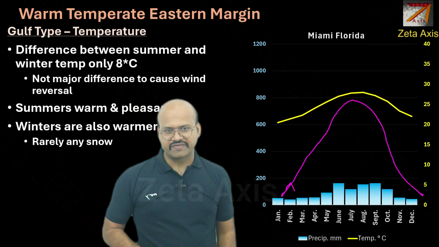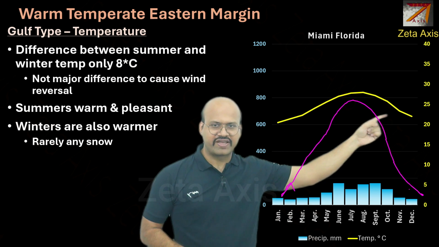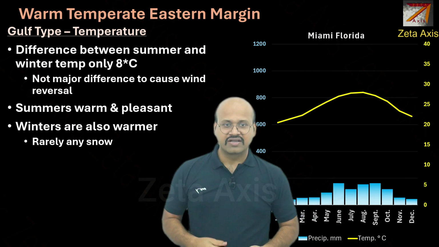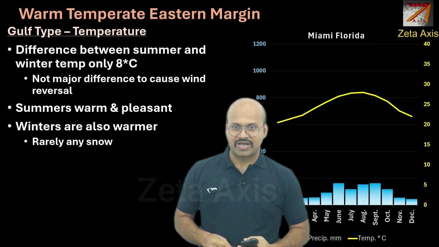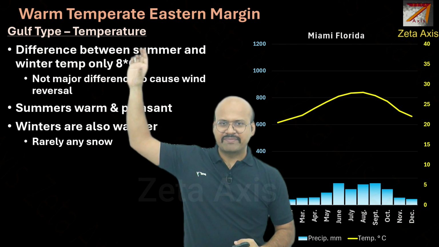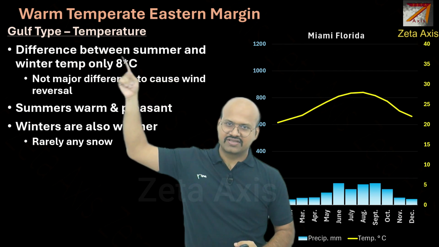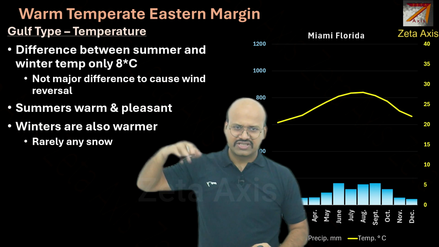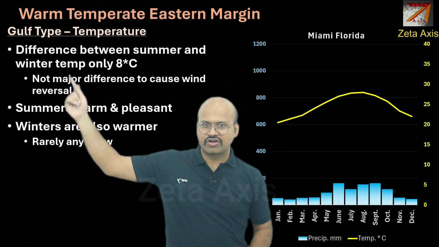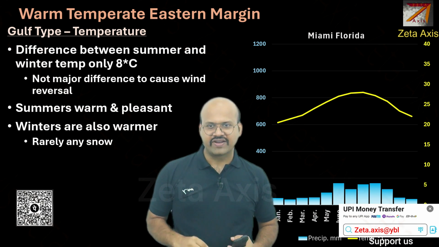There was a very big difference in the minimum and maximum, but here we can see that the difference is not very large. So the annual range of temperature is lesser in the Gulf type of climate compared to the China type of climate. Not a major difference to cause wind reversal because the temperature difference is not that high. Remember, there it was 25 degrees Celsius. Here it is only 8 degrees Celsius. So this change in temperature is not significant or high enough to cause reversal of winds. Therefore, the winds do not change, but there is only slight deflection.